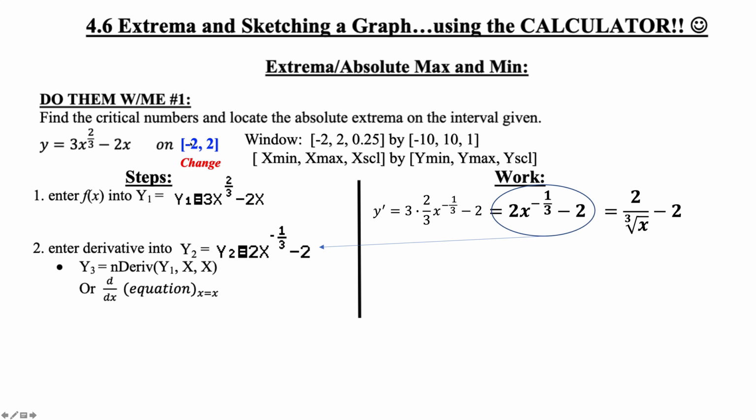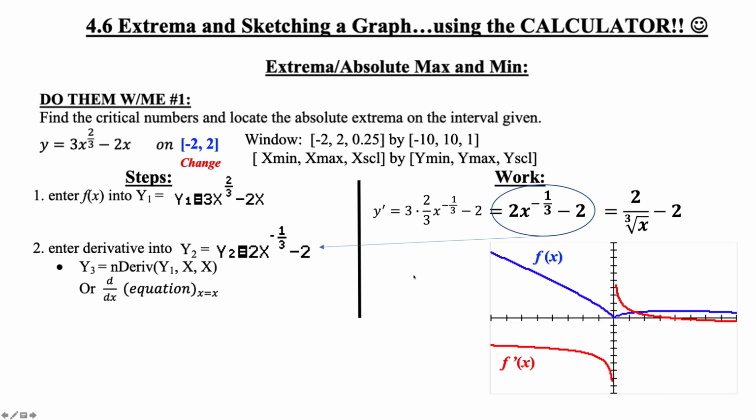All right. Next, you'll see that I said put a change on your interval. A lot of times you will see in problems they will give you the size of the window that they want. So here's a full-blown explanation. The first set of brackets represents your x's. That's your x min, x max, x scale. Second set of brackets is your y's, y min, y max, y scale. And I'll show you how to enter these in the calculator.